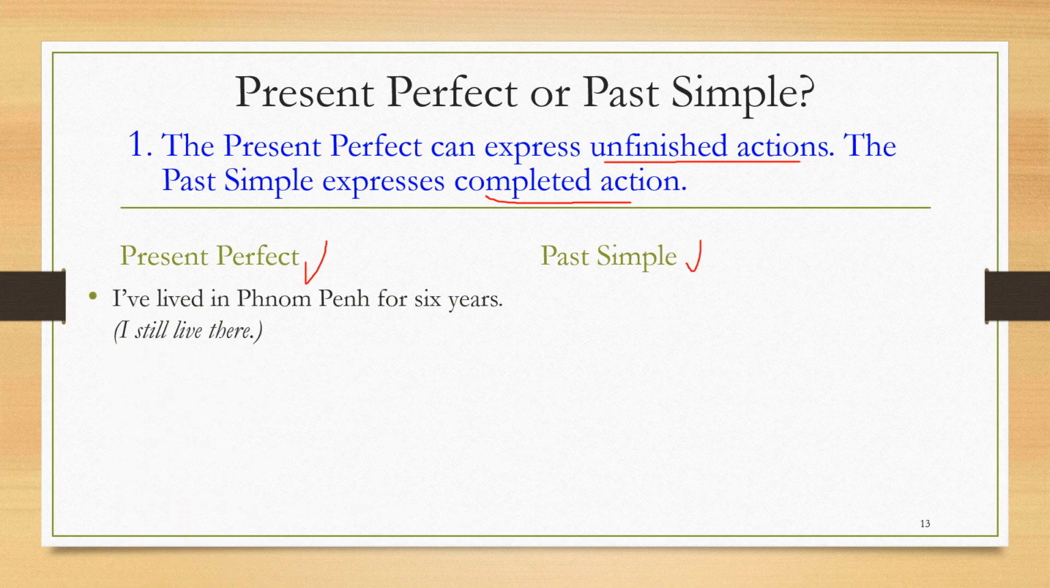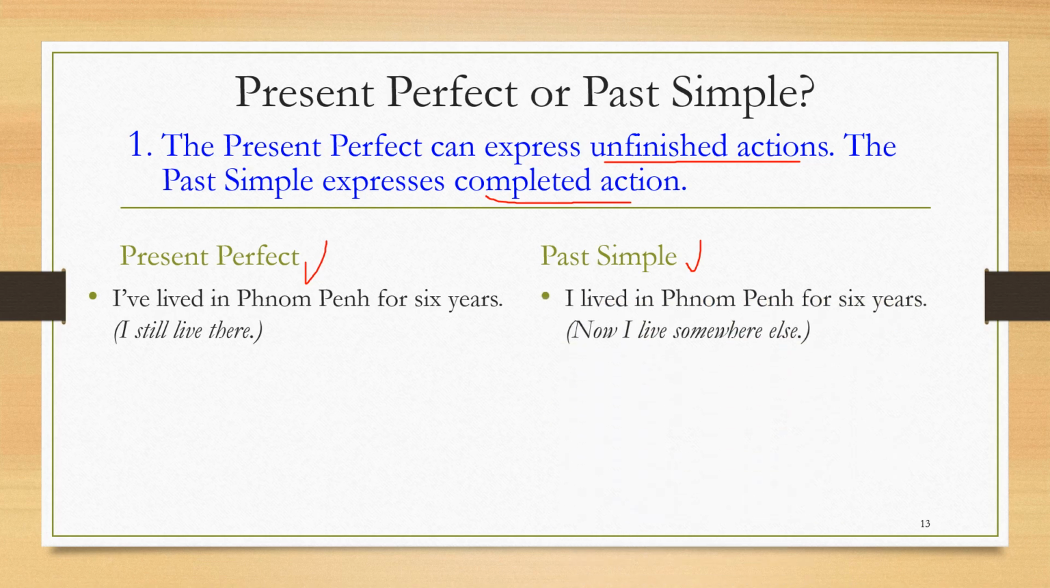Let's go. I live in Phnom Penh for 6 years. Okay, so I still live there. It's an unfinished action yet. I lived in Phnom Penh for 6 years. So you see, lived is a completed action. Just only for 6 years, but right now I live somewhere else besides Phnom Penh city.